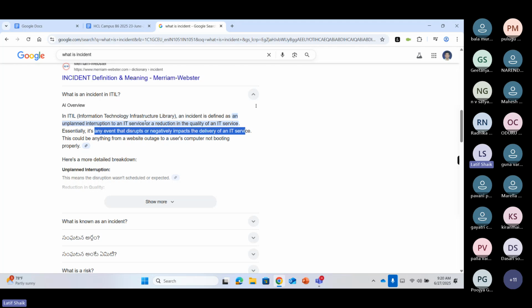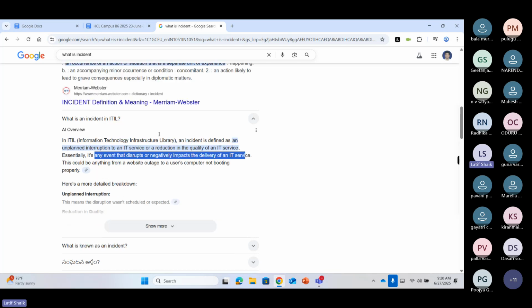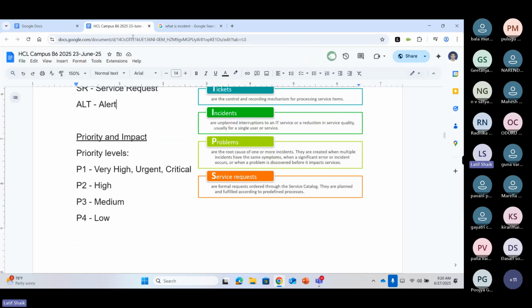In ITIL, Information Technology Infrastructure Library, an incident is defined as an unplanned interruption to the IT services or a reduction in the quality of the services, like blah, blah, blah. If you say it like that, again there is a problem. Okay, first listen, what is the question? You must prepare. If you prepared, I am not saying like that. I am saying you must prepare.